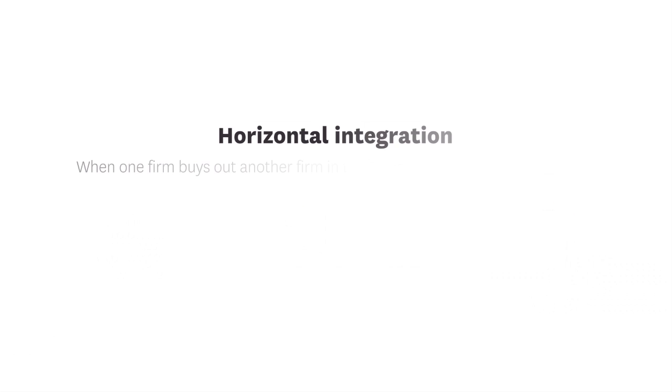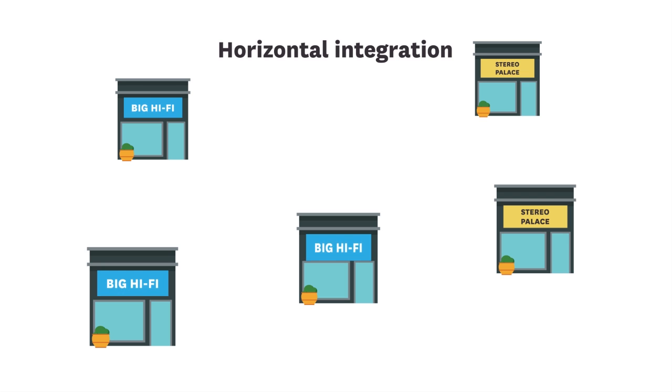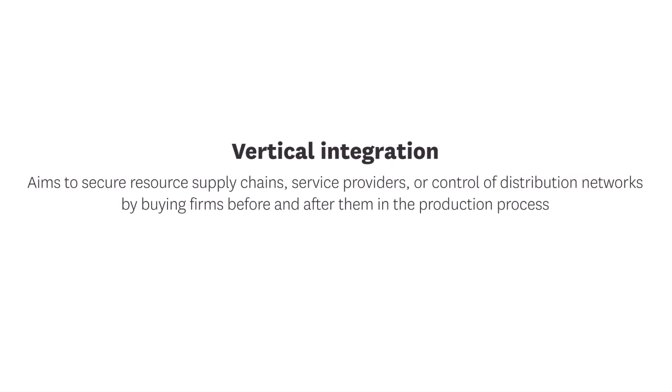Horizontal integration occurs when one firm buys out another firm in the same part of the production chain, therefore increasing their overall volume of production and market share. For example, an electronics retailer looking to grow takes over a competitor, expanding the overall number of stores, opening up a larger retail footprint. Vertical integration aims to secure resource supply chains, service providers, or control of distribution networks by buying firms before and after them in the production process.